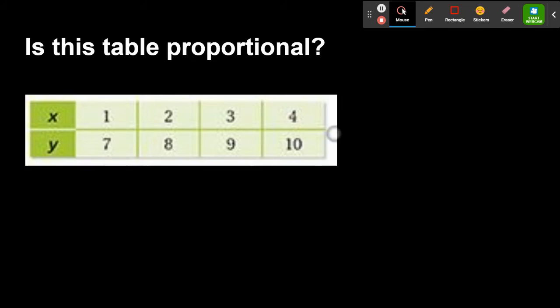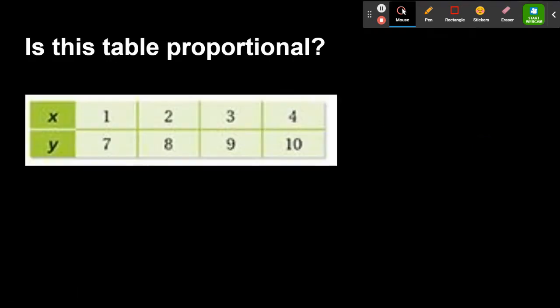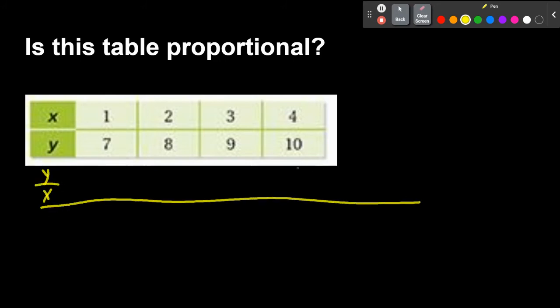All right, here's another one here for you to try. Go ahead and determine if this table is proportional, remembering that we're looking for our ratio of y over x. Some students like to make a separate column here, separate row, I guess, for y over x.